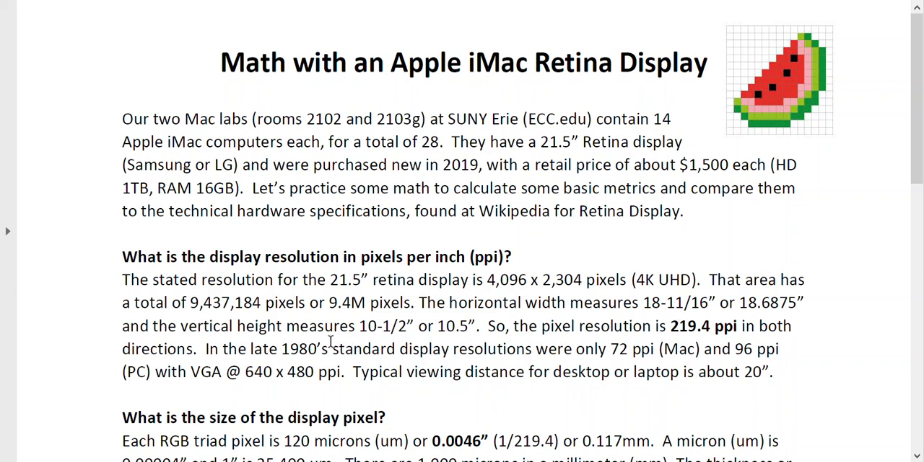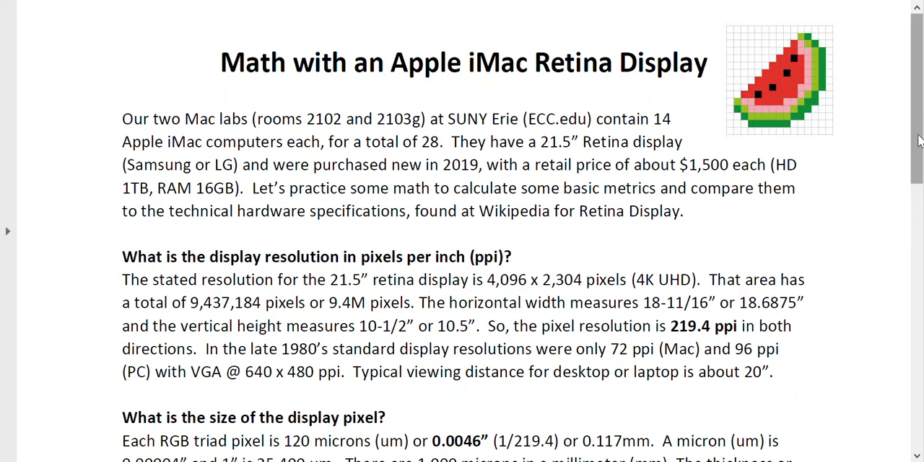Now, I can remember back in the 1980s where the standard display resolutions were only 72 pixels per inch on a Mac and 96 pixels per inch on a PC. And that resolution was called VGA, and it measured 640 by 480. Now, any conversation about resolution and addressability also has to consider the viewing distance. So I think Apple considers the viewing distance for a laptop to be about 20 inches.